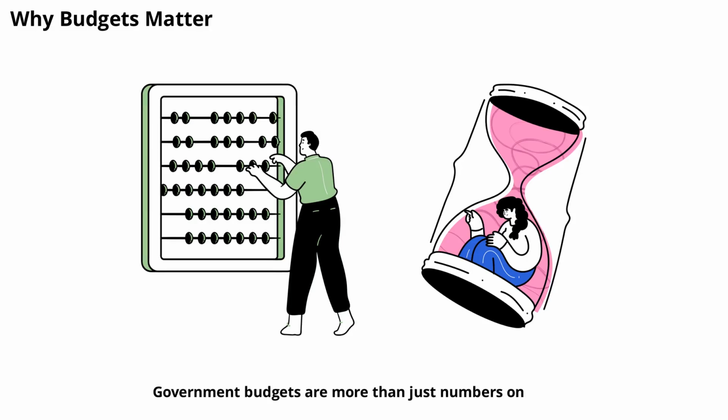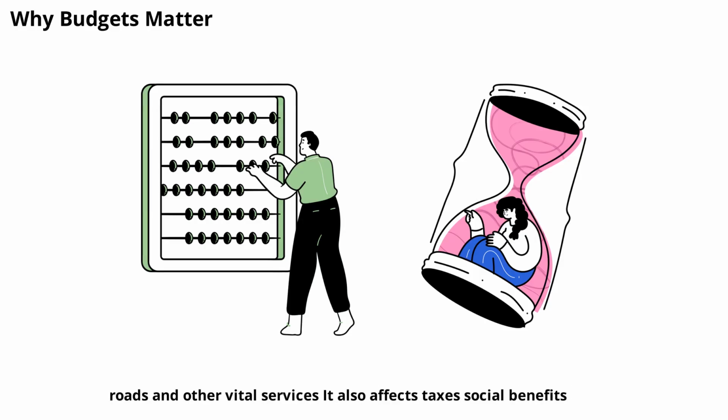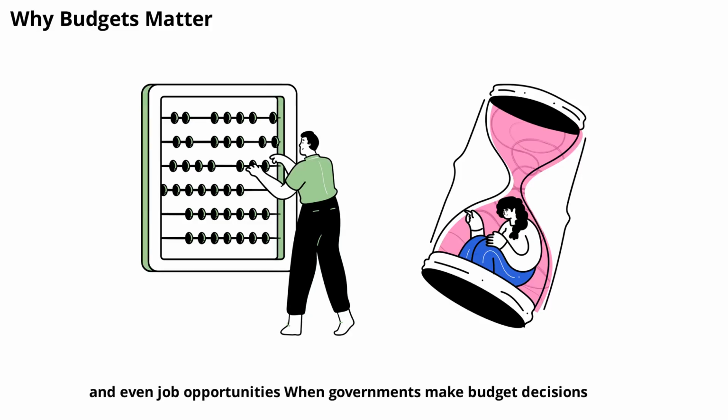Government budgets are more than just numbers on a page. They have a real impact on people's lives. The budget determines how much funding goes to schools, hospitals, roads, and other vital services. It also affects taxes, social benefits, and even job opportunities. When governments make budget decisions, they're making choices about who gets what and when.